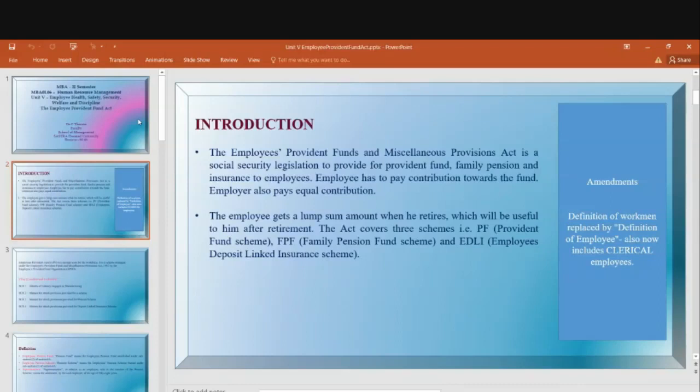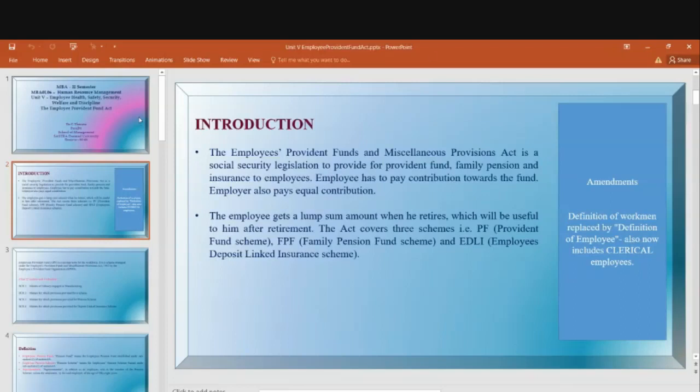Under this act, three schemes are covered. The first one is the Provident Fund Scheme, the next one is the Family Pension Fund Scheme, which is FPF, and the next one is EDLI, the Employees Deposit Linked Insurance Scheme. These are the three schemes that this act covers.